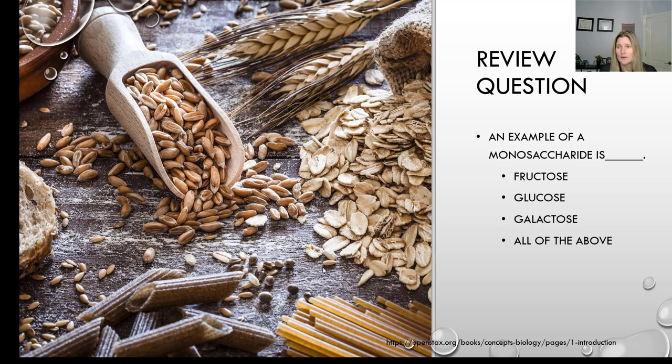So what would be an example of a monosaccharide? Remember, mono means one, saccharide means sugar. So we're talking about simple sugars. So which one of these are simple sugars?